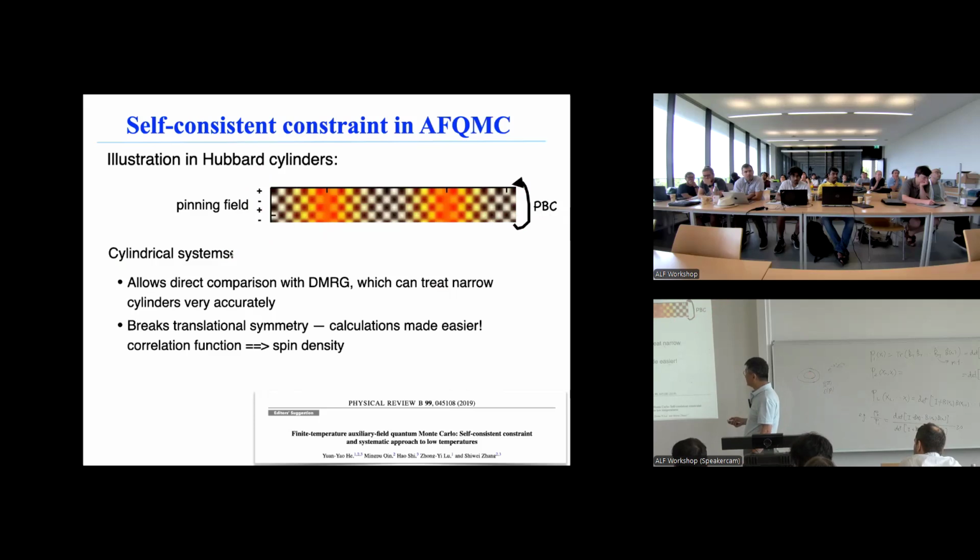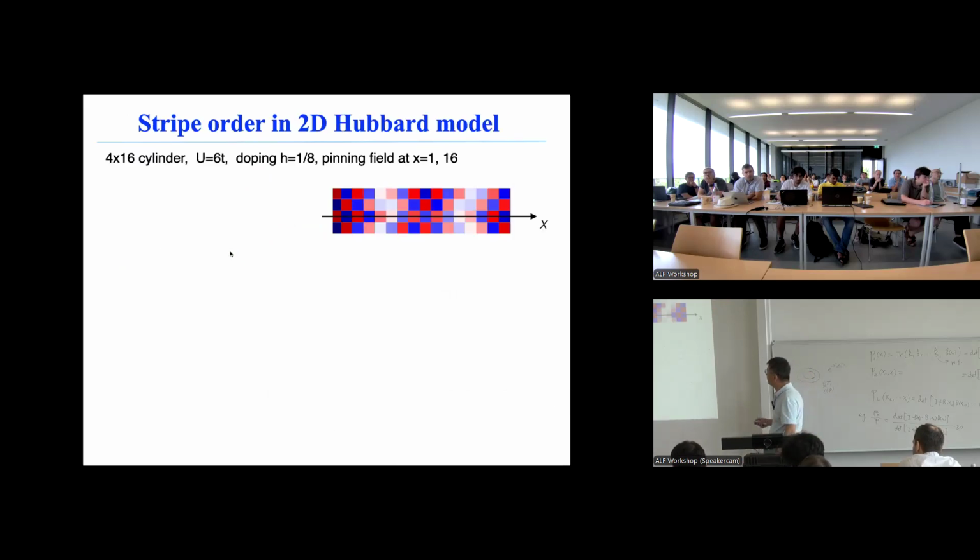So this breaks translational symmetry. The calculation is easier now. Instead of computing correlations, you just look at spin density, and you see if there's some order that results. So this is the same thing, but for 4×16.